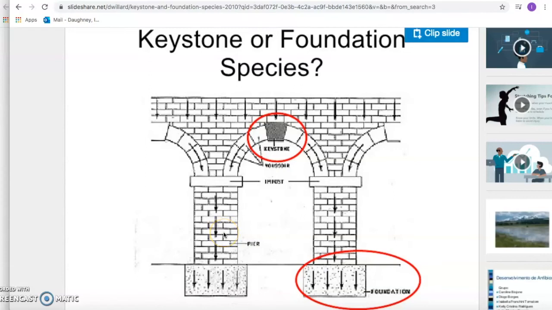Hello, boys and girls. This week's lesson is on keystone species, okay? And we're going to learn the difference between a keystone and a foundation species. So let's backtrack for a second and see why this is important.